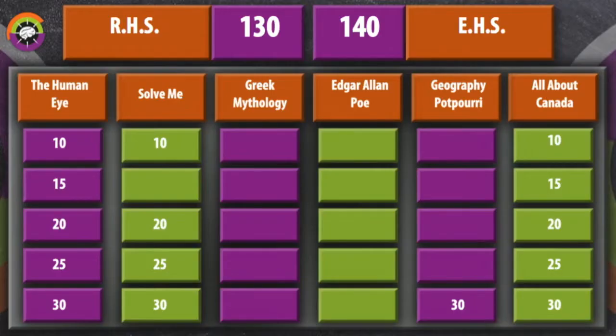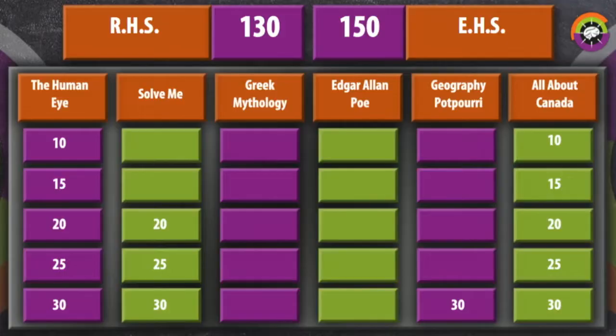Solve me for 10 points. If you have 4 dozen donuts, but 1 box is a baker's dozen, how many donuts do you have? That would be Eastwood. Logan. 49. 49 is correct. Eastwood in control.